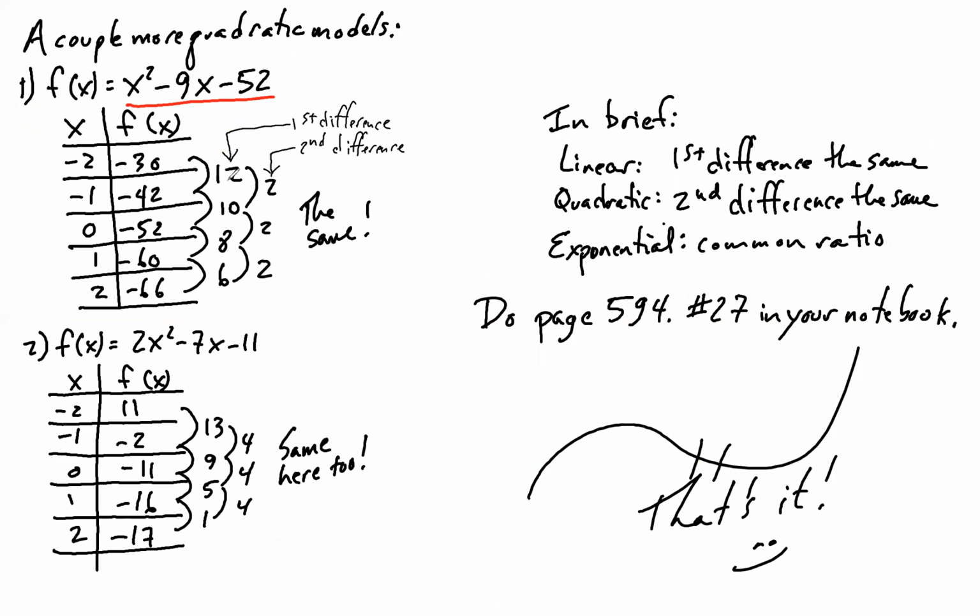I found my set of first differences went 12, 10, 8, and 6, but my second differences are all the same. Yeah, it's quadratic. Of course it is, that's what we started with. And down here, the same thing. My second differences ended up being the same.